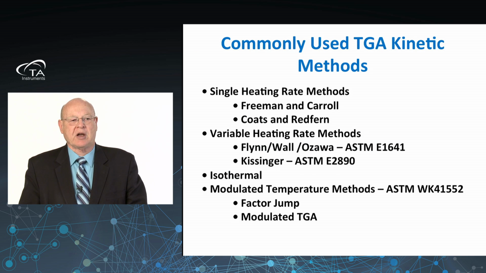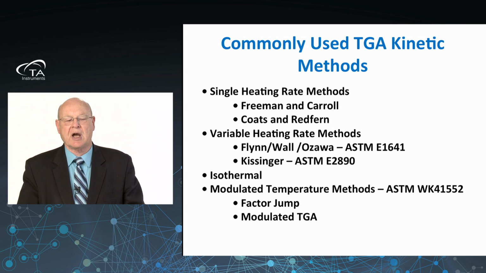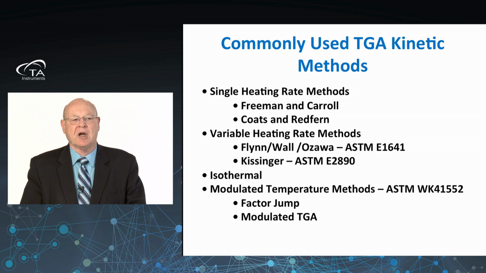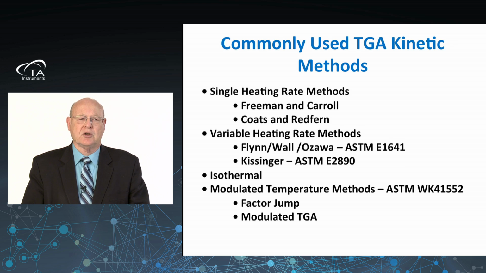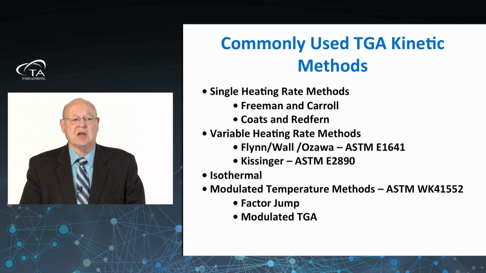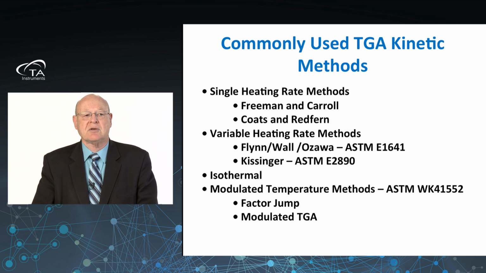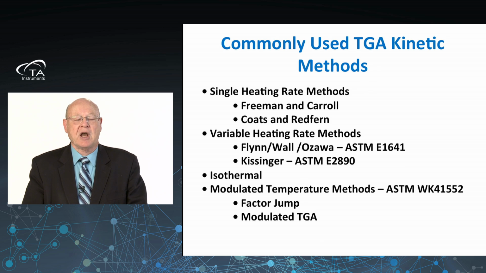Turning to thermogravimetry, there is the same series of analytical methods available. There is the single heating rate method. Commonly, there are two authors here, Freeman and Carroll, that's one reaction, and the Coats and Redfern reaction. These reactions are available and used, but not so commonly. For the variable heating rate method, here again, the Flynn and Wall Ozawa method, as manifest by ASTM standard E1641, or the Kissinger method, manifest by ASTM standard E2890, are the two that are most commonly used.